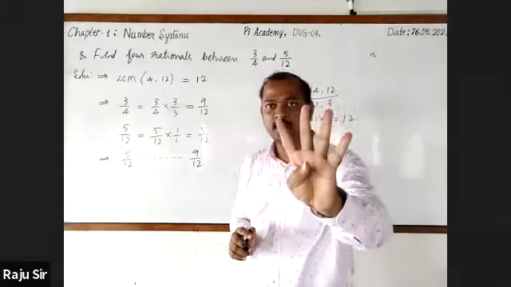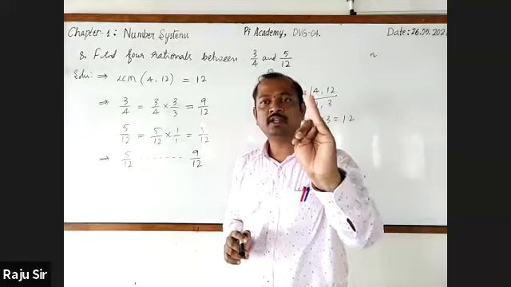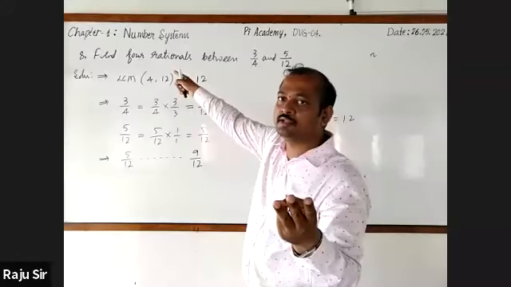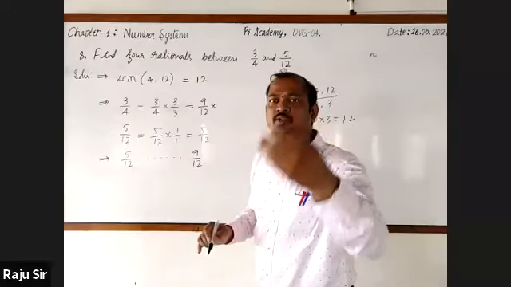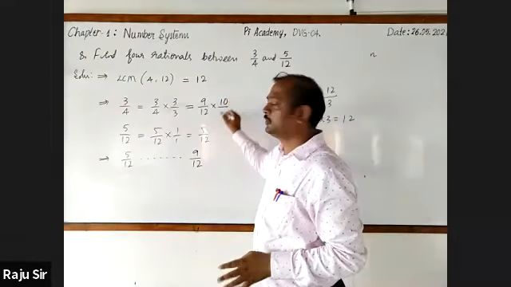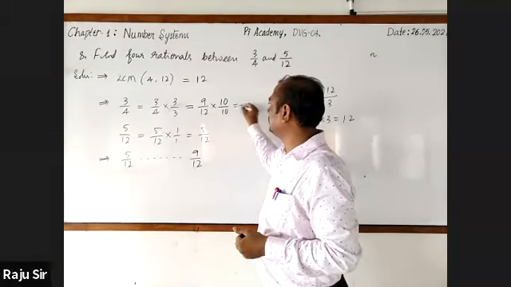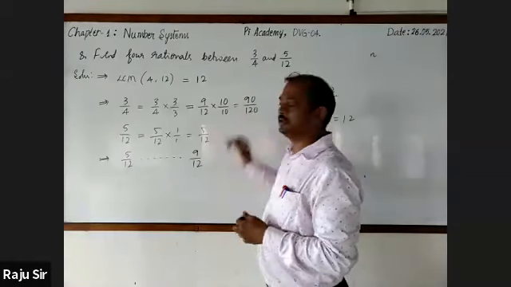See, 6 by 12, 7 by 12, 8 by 12. How many rationals will you get? Only 3. How many do we want? 4. What should be done? Multiply by 10 by 10, or any number, into 2, into 3, into 4, into 10. Whatever number you can take, take a simple one to make the calculation easier. So 9 by 12 into 10 by 10 is 90 by 120.